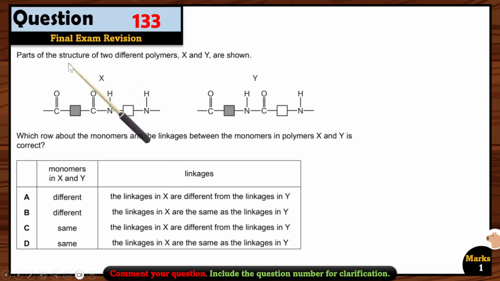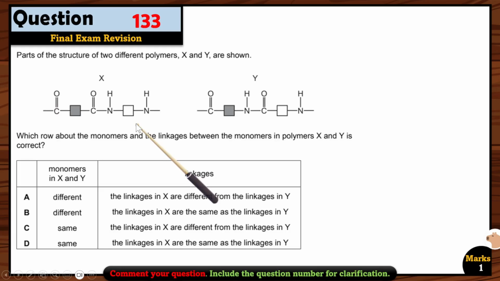Let's see question 133. Parts of the structure of two different polymers are shown here. Which row about the monomers and the linkage between the monomers in polymers X and Y is correct? Let's see first the linkages, the linkages between these two monomers. Can you see we have one monomer here and this is the second monomer.